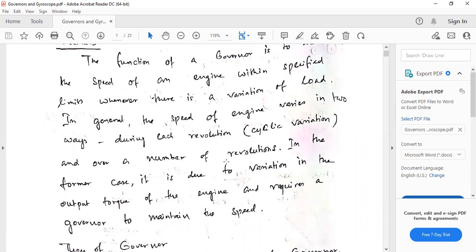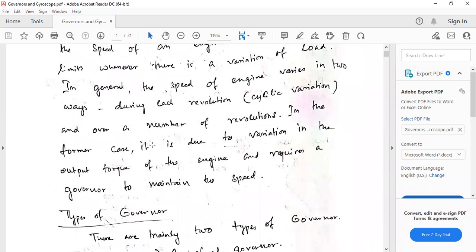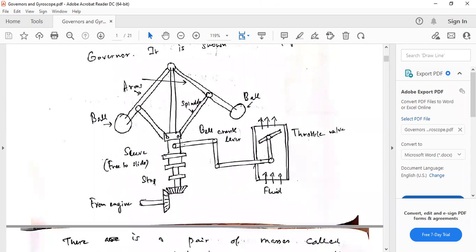This is what you have seen in your practical. Due to variation in the output torque of the engine, we also need a governor to maintain the speed. Now we have two types of governors: centrifugal and inertia. Centrifugal governors are those where we primarily have centrifugal forces. These are heavy balls, and this part is called the sleeve.